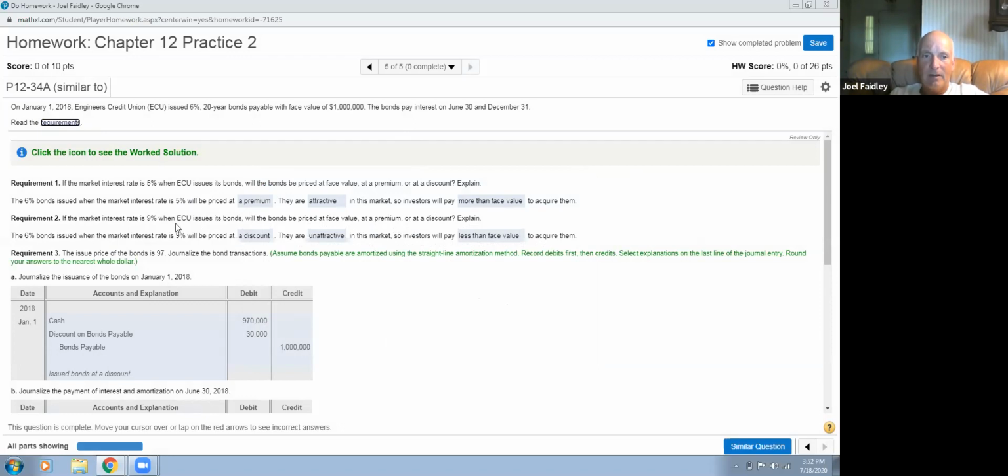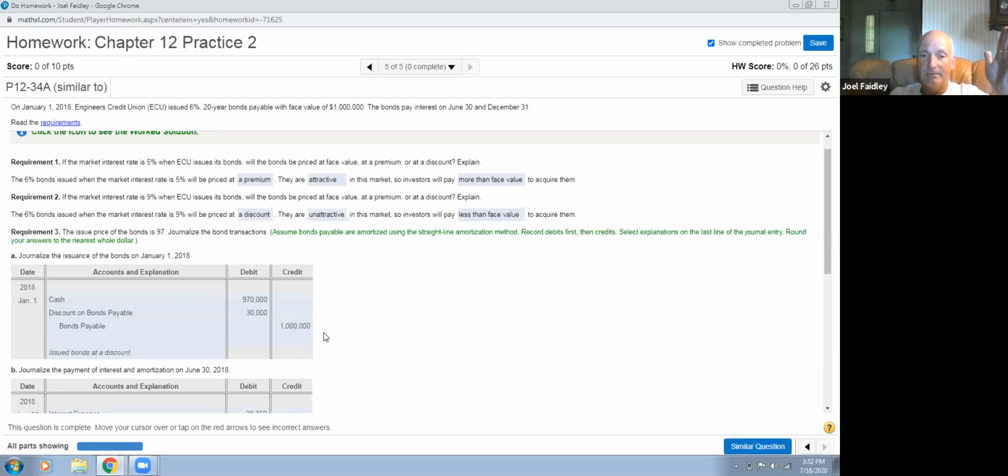All right, market rate's 9%. And these are 6% bonds issued. That'll be a discount. Nobody wants your 6% bonds if the market's paying 9%. So you got a discount. They're going to be less than face value. All right, and then it says these bonds were sold at 97. That tells you if it's less than 100, then it's a discount. So there's the cash, 97 percent of 1,000,000, which is 970,000. There's my bonds payable, always at face value, and the difference is my discount.